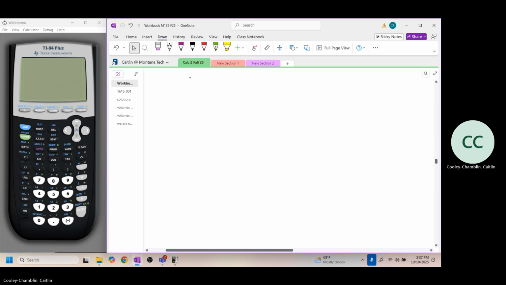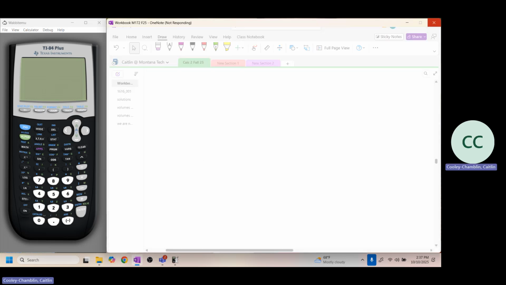I think I need to update my computer. This is very frustrating. Okay.